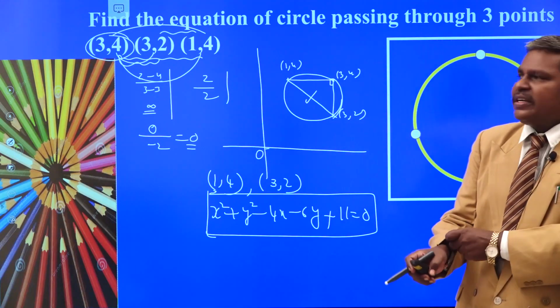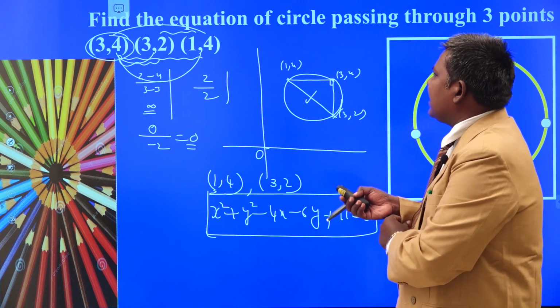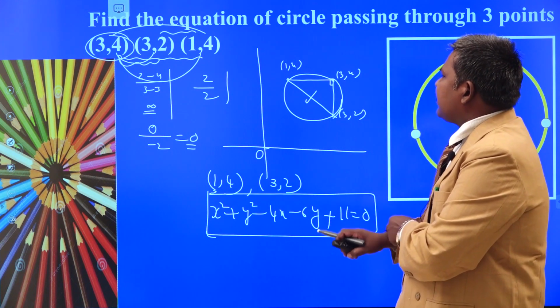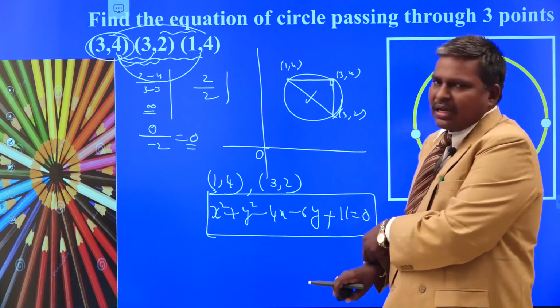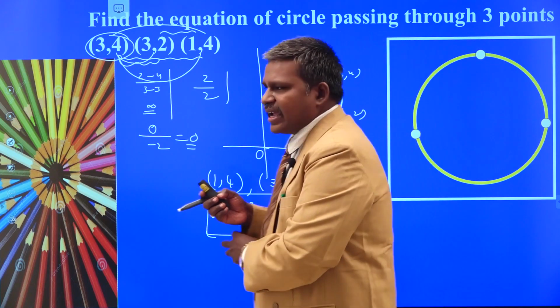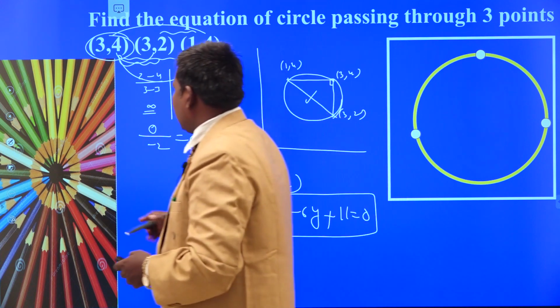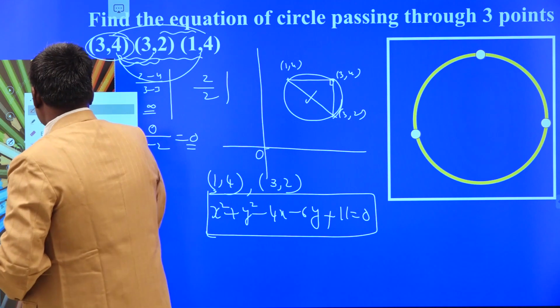Dear students, luckily we have the right angle triangle. We have formed the right angle triangle by using these 3 points: (3, 4), (3, 2) and (1, 4). Suppose the 3 given points don't form a right angle triangle, what do you have to do? You go for the standard form. Okay, let us see how to do that also.